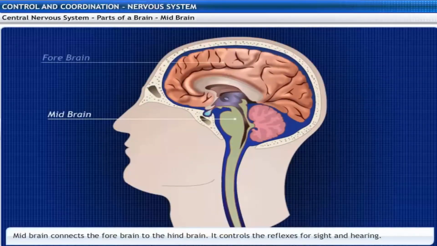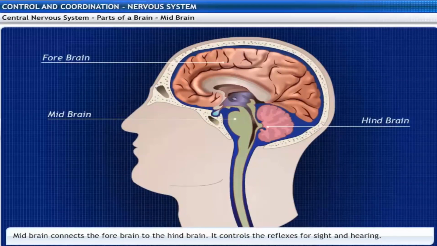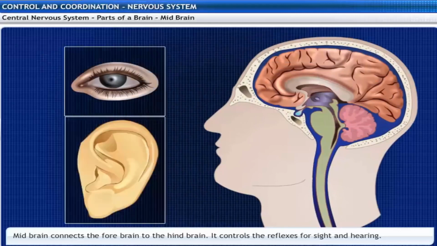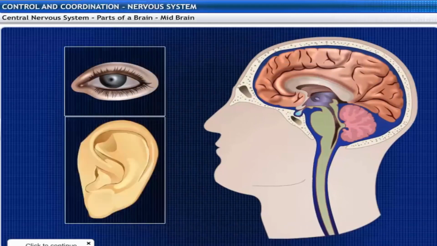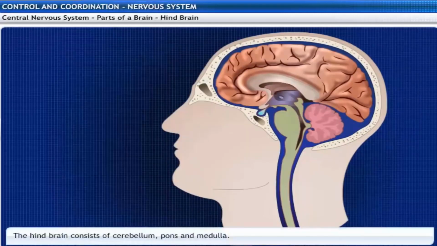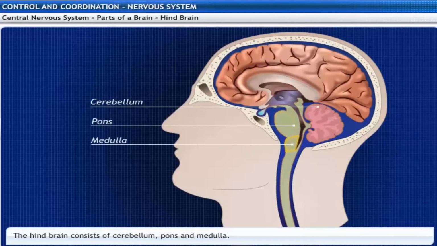The midbrain connects the forebrain to the hindbrain and controls the reflexes for sight and hearing. The hindbrain consists of the cerebellum, pons, and medulla.